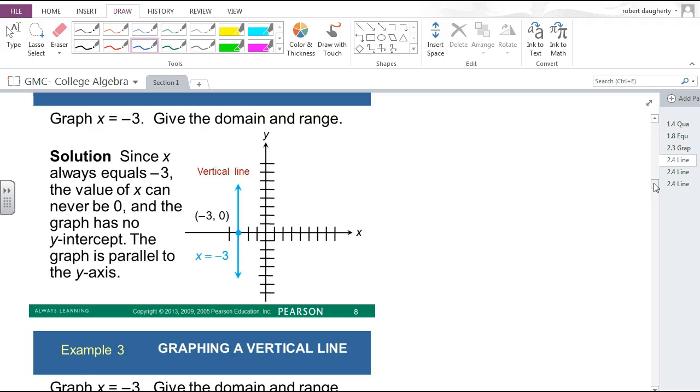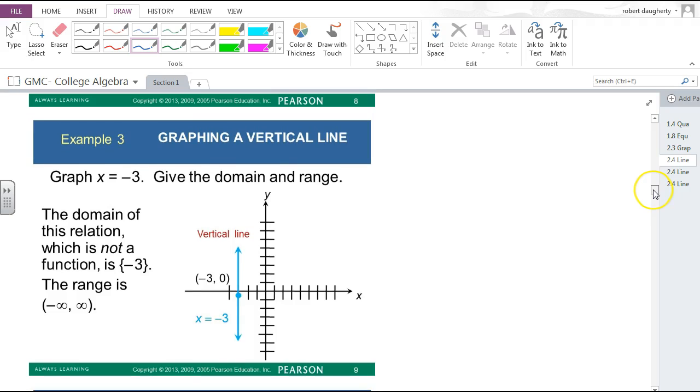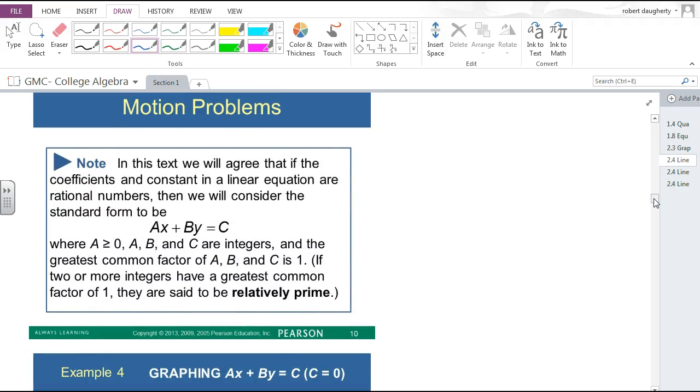Let's look at graphing the line x equals negative 3. Look at your x-axis. Find negative 3. Here it is. What line has x values that are always negative 3? That is a vertical line. So a vertical line you see here, x equals negative 3. What is the domain? There's only one x value. The domain is just negative 3. And what is the range? The range of this is negative infinity to infinity. Your y values start at negative infinity and they go up to infinity. So we've graphed the vertical line there.